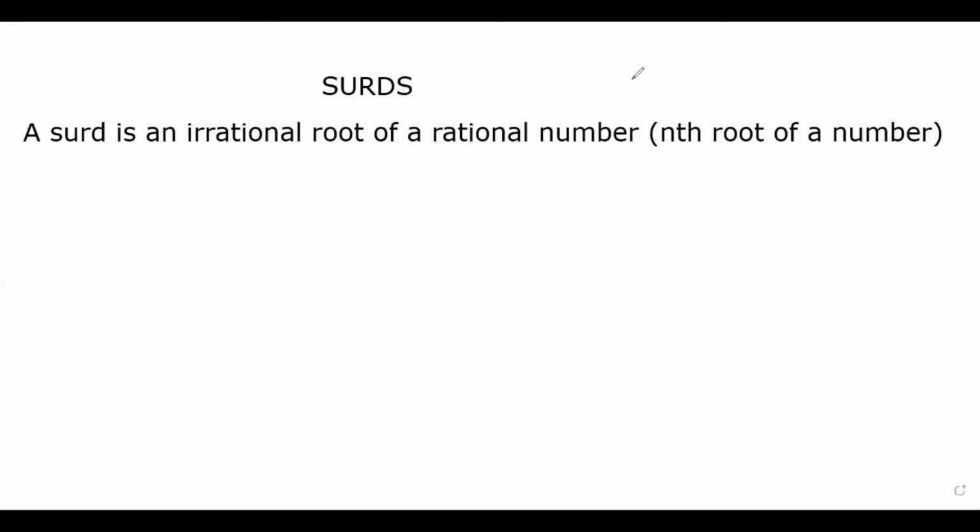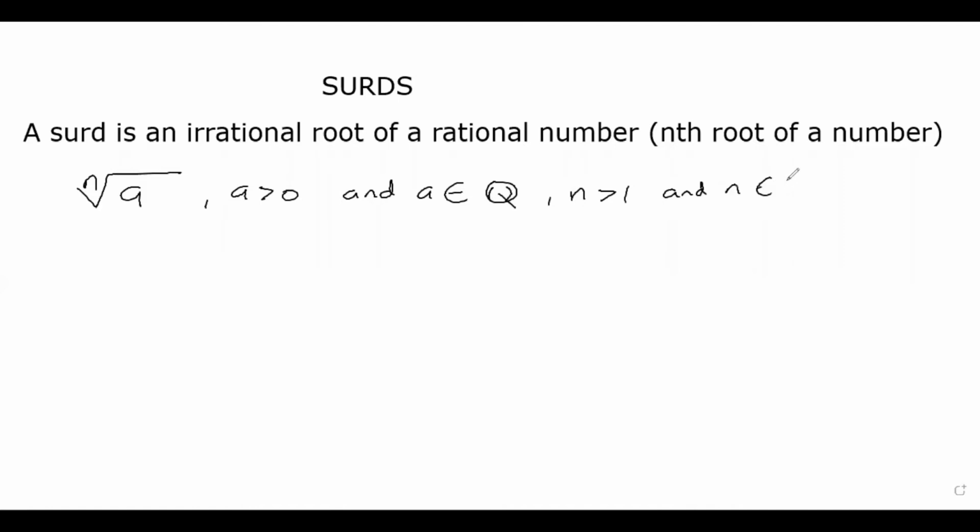So the topic we're doing today is called surds. A surd is an irrational root of a rational number, meaning the nth root of a number. It is usually in the form n root a, where a must be greater than 0, and a is in the set of rational numbers, so it's a fancy Q. And n must be greater than 1, and n must be in the set of natural numbers.